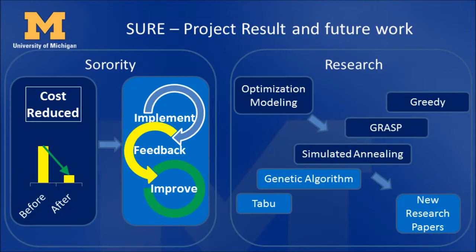Okay, that's pretty much what we have done in the summer. From the sorority perspective, we have reduced a huge amount of cost in this assignment, and we will help the sorority implement the solutions, collect the feedback, and make improvements if possible. From our research perspective, we have started from the optimization, explored several heuristic methods so far, and hopefully, we will come up with some new research papers, either in the operations research field or in real implementation work with the sorority.